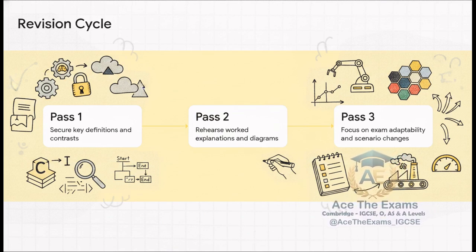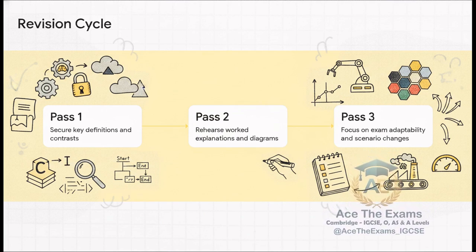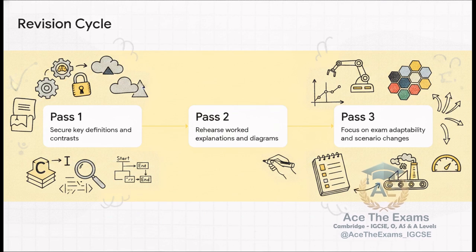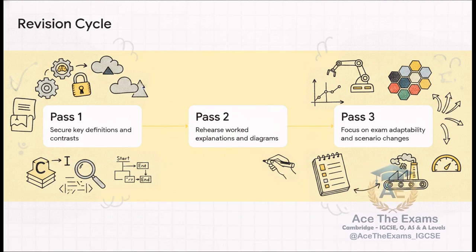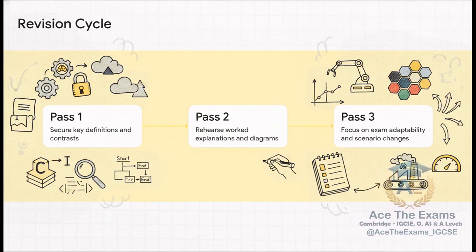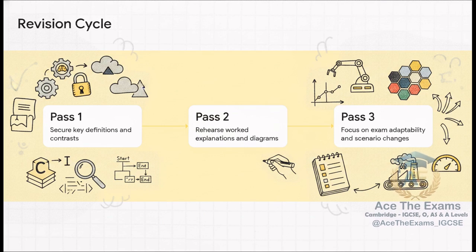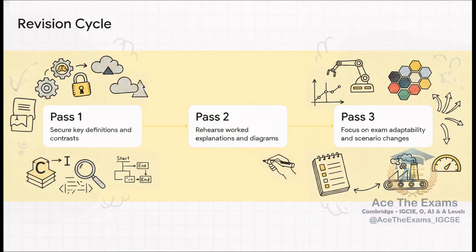Pass 3, exam adaptability. This is where the magic happens. You change the scenario. If you learned hex using web colors, practice explaining it using robotics or industrial control instead. This layered style ensures your knowledge is incredibly adaptable to changing scenarios, not just rote memorized. Because remember, Cambridge questions will constantly try to combine theory with applied reasoning.